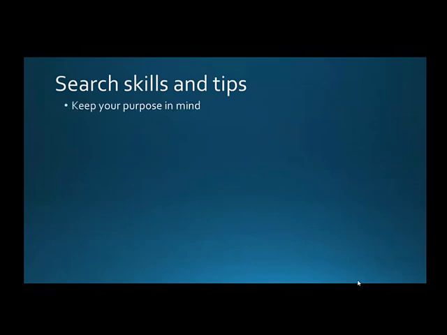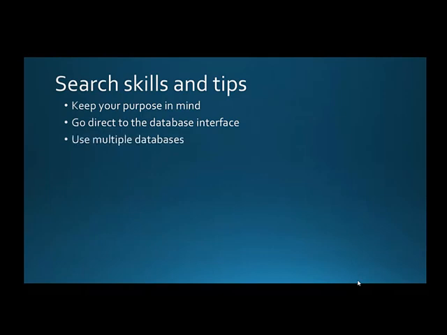So let's look now at some practical search tips, particularly for searching for the literature review. Be clear on what your purpose is. You've planned your search, you've thought about it carefully, you've already identified some of the keywords, the key terminology in your area. You know what database is good for your particular discipline, so you'll go direct to that database. You are going to use more than one database.